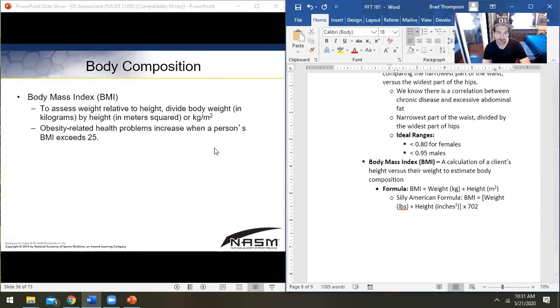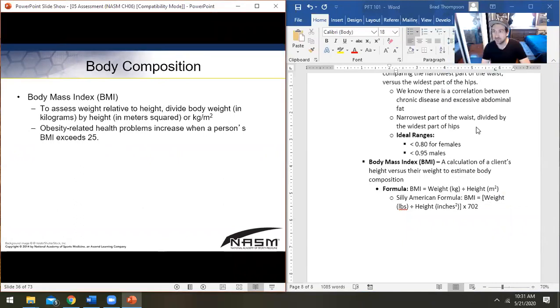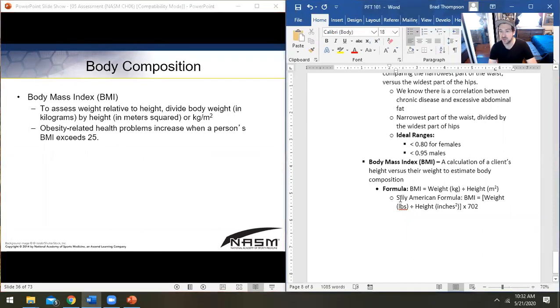If you do want to do the American version, it's your weight in pounds divided by your height in inches squared times 702, which seems like a really weird number. Trust me, it'll come out normal. But do not memorize this formula, please. Memorize this formula. This actually may be a test question. So weight in kilograms, height in meters squared.